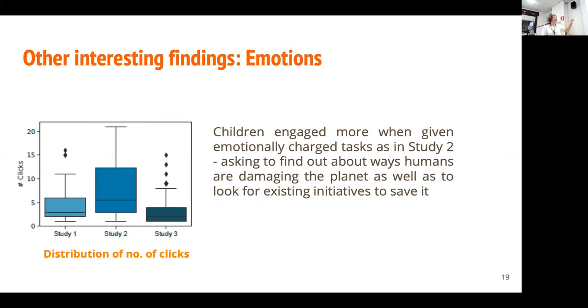And study number two, the one about the environment, was a bit different than the others in terms of the number of clicks the children did. So that we measure in terms of engagement and involvement. So children really worked very hard in study number two because the thing at stake was the health of our planet. We gave them emotionally charged tasks, both positive and negative, asking them to find out how we can make our planet better and what is making our planet suffer. And they really got very deeply into that.